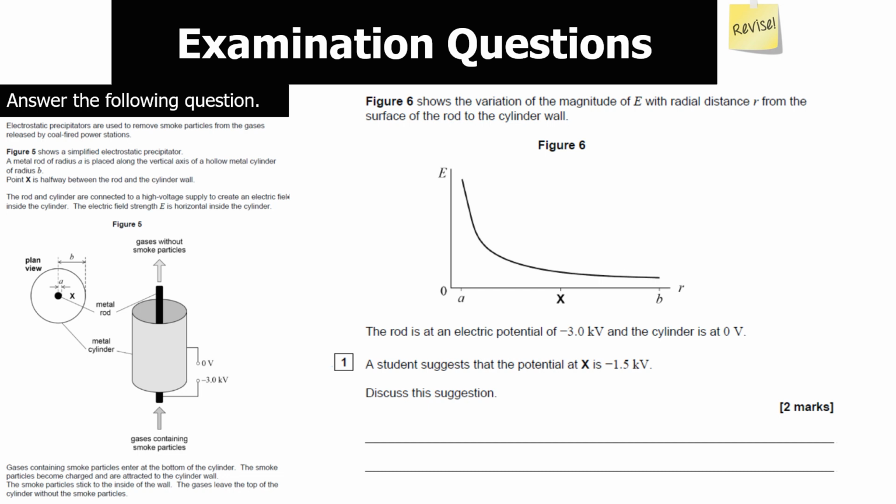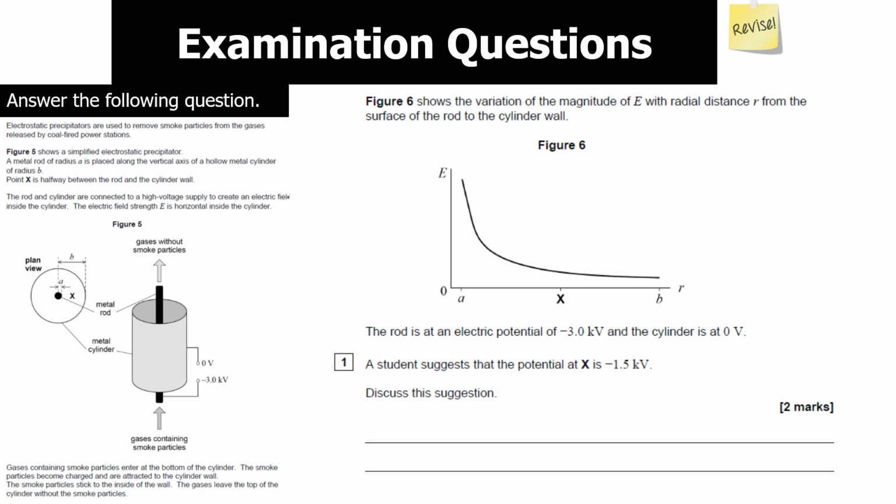The electric field strength E is horizontal inside the cylinder. Gases containing smoke particles enter at the bottom of the cylinder. The smoke particles become charged and are attracted to the cylinder wall. The smoke particles stick to the inside of the wall, and the gases leave at the top of the cylinder without the smoke particles. Figure 6 shows the variation of the magnitude of E with the radial distance r from the surface of the rod to the cylinder wall.